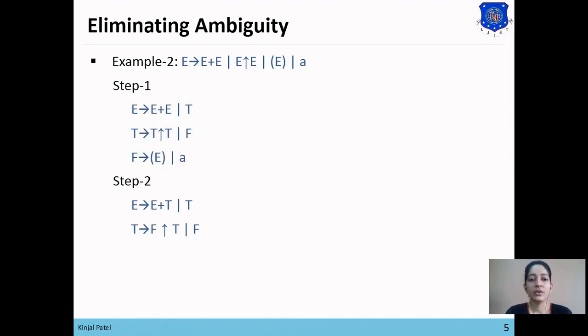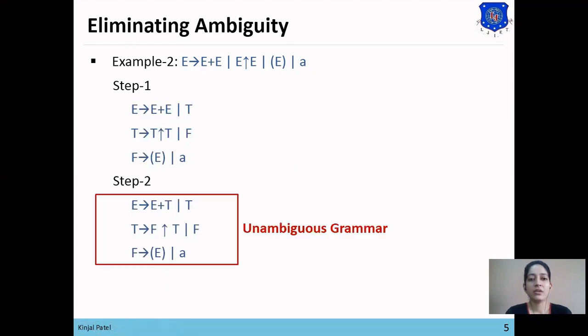Now there is no issue in the third level as it has no left recursion or right recursion issue. So we will not make any changes in the third level. So here is our unambiguous grammar for this example. This grammar we can use for the parsing.